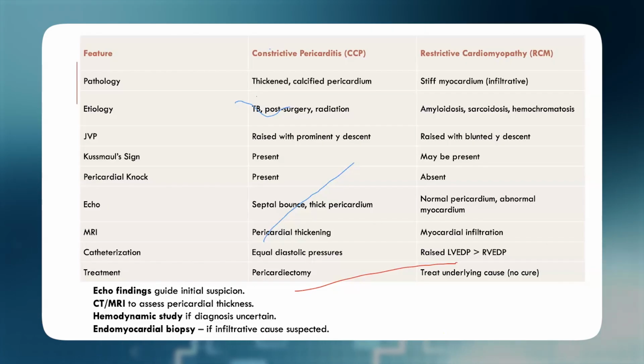So, echo, MRI, catheterization, these are very important to distinguish the two. Sometimes an MRI needs to be done, which will clearly show pericardial thickening in CCP and myocardial infiltration in RCM. Treatment is pericardiectomy for CCP, and RCM is obviously symptomatic and treating underlying causes.